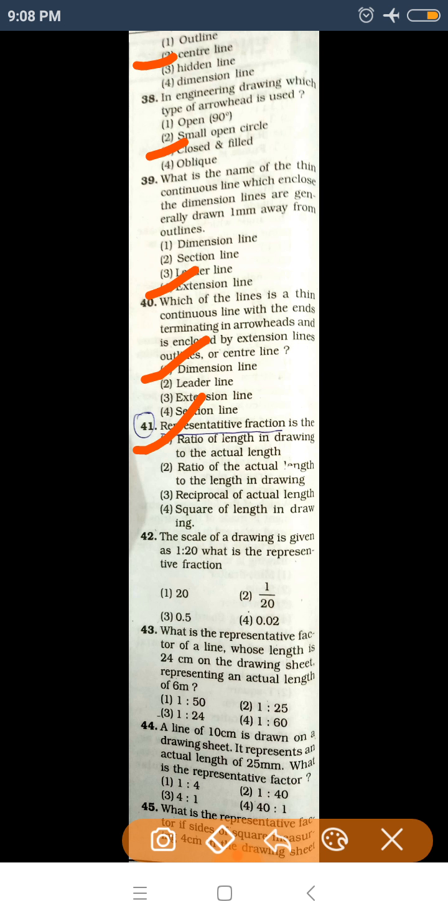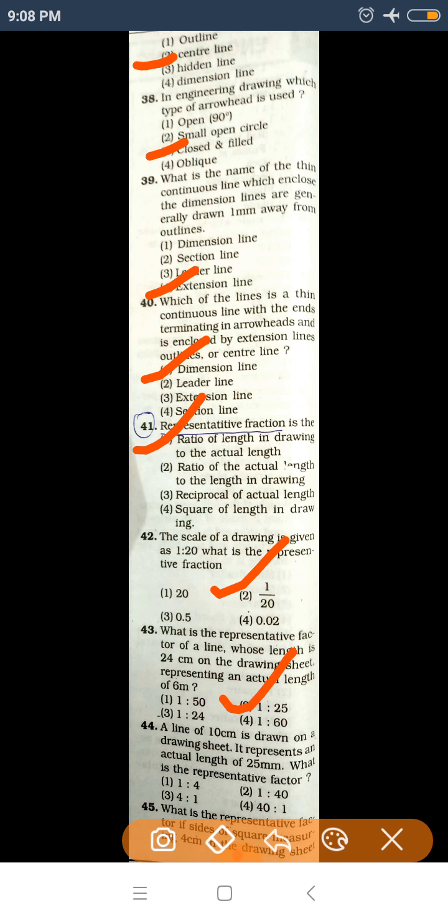Representative fraction is the ratio of length in drawing to the actual length. The scale of drawing is given 1:20. What is the representative fraction? 1/20. What is the representative fraction of a line whose length is 24 cm on the drawing sheet representing an actual length of 6 meter? The answer will be 1:25.